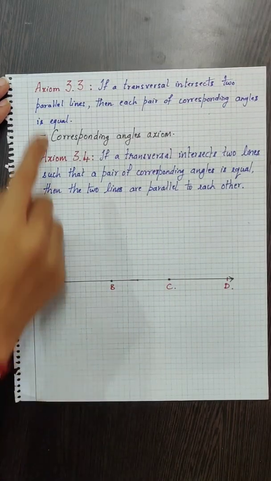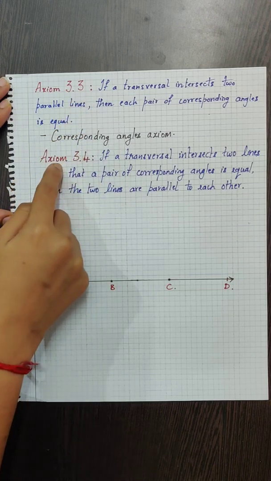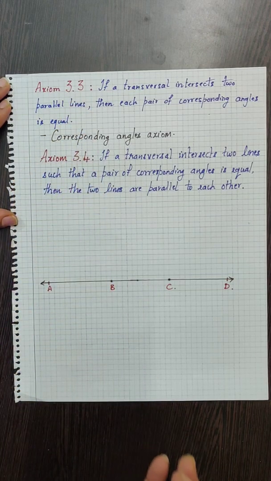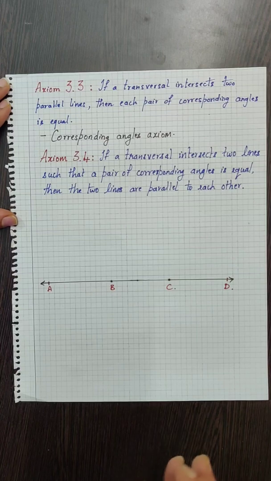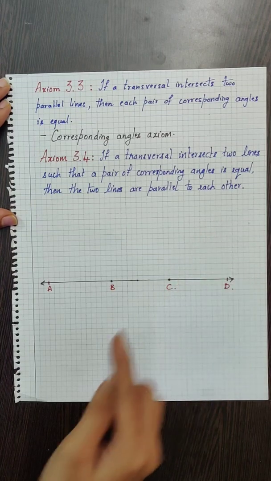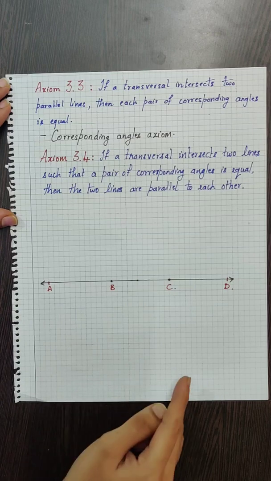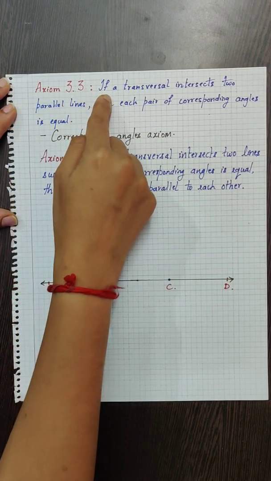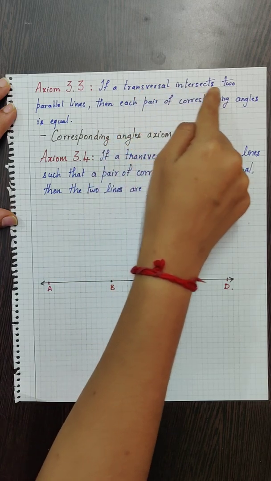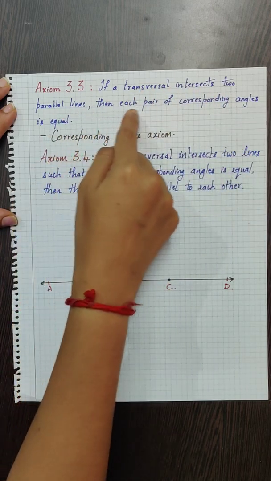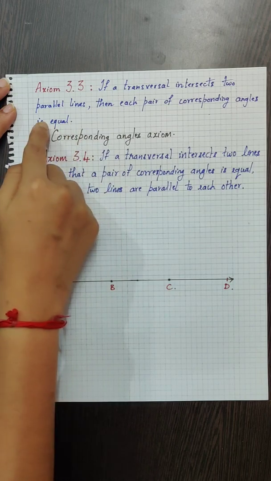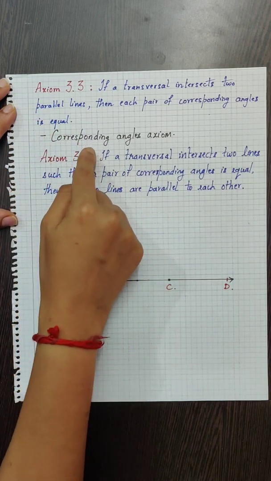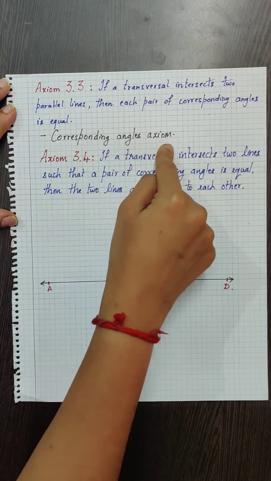Let us learn about axiom 3.3 and axiom 3.4. In the previous video, we learned about different kinds of pairs of angles that we find when we have a transversal intersecting two parallel lines. Now, axiom 3.3 states that if a transversal intersects two parallel lines, then each pair of corresponding angles is equal, and these two axioms are also referred to as the corresponding angles axiom.